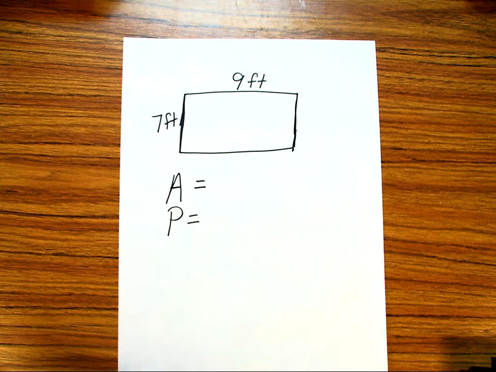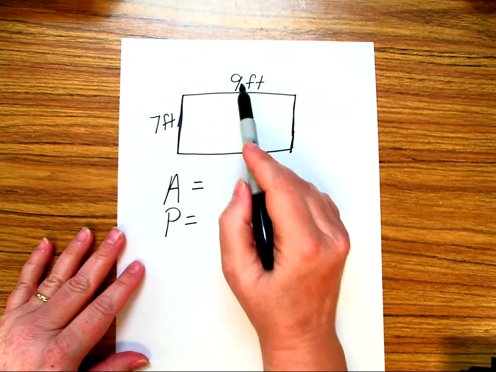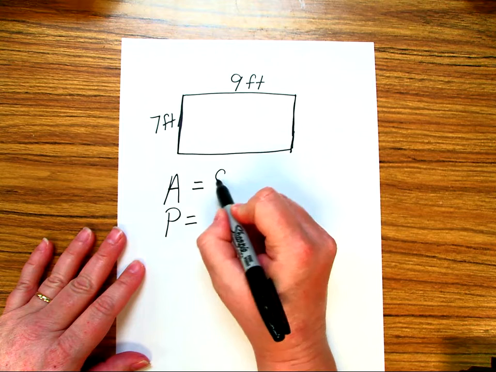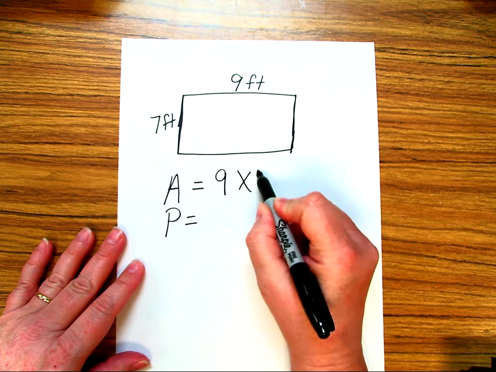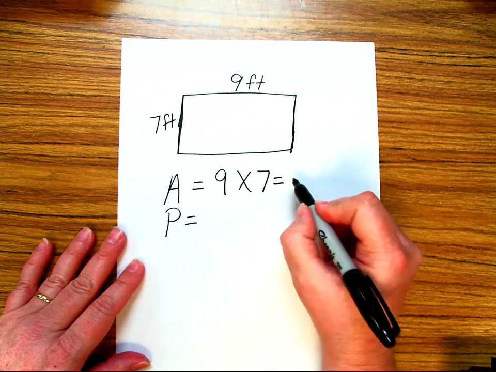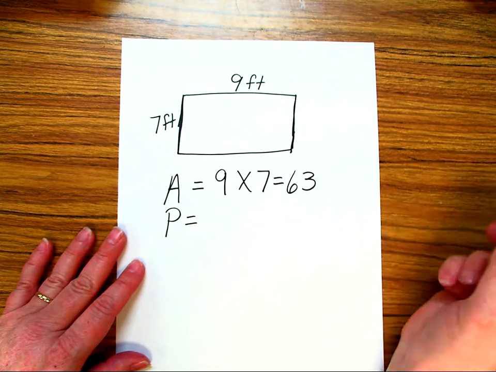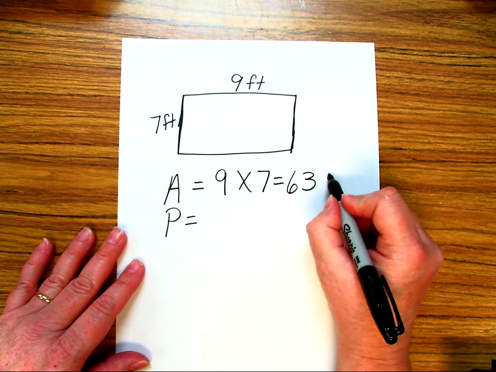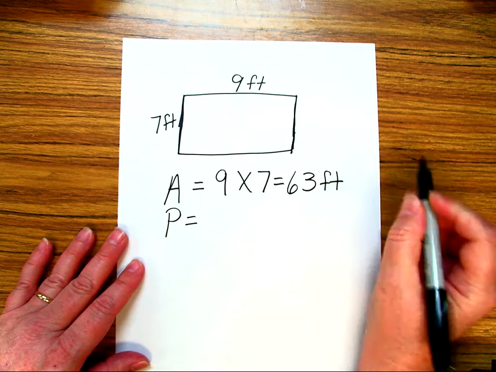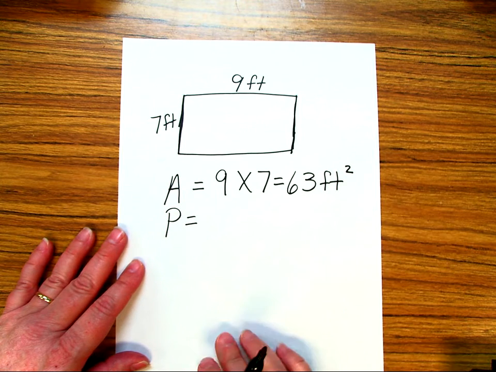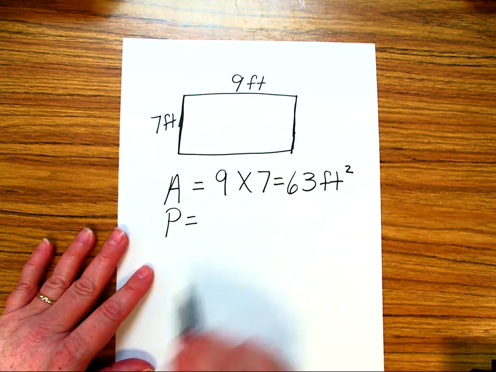All right. That should have given you enough time. Remember, when we're finding area, we're doing length times width. So we would be doing 9 times 7. And that would give us 63. But to label the units correctly, we're measuring this in units of feet. And we're talking about square units. So we need to make sure that we have that indication of square.